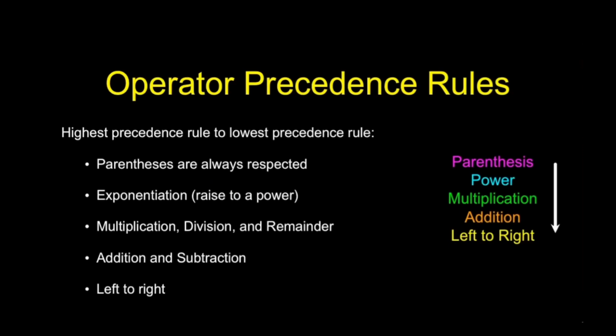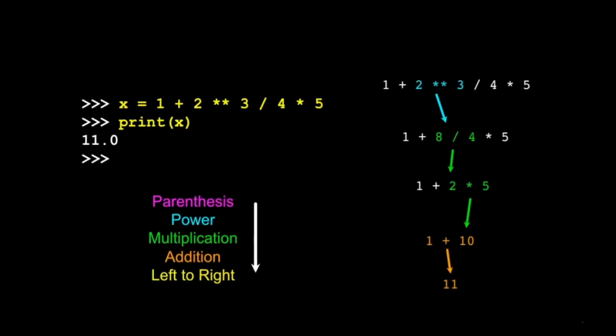The way things work in terms of operator precedence is parentheses are the most important thing, followed by raising to the power, all else being equal. Multiplication and division are both equal, and then addition, and within each level it's left to right. So let's see an example of how this works. If we take 1 plus 2 raised to the 3 power divided by 4 times 5, and we print out what comes out of this.